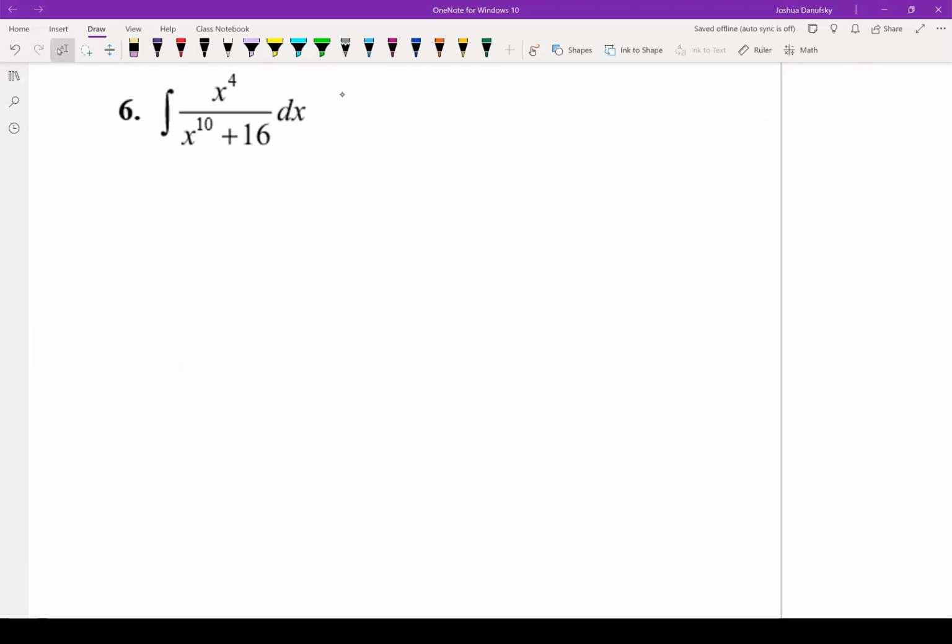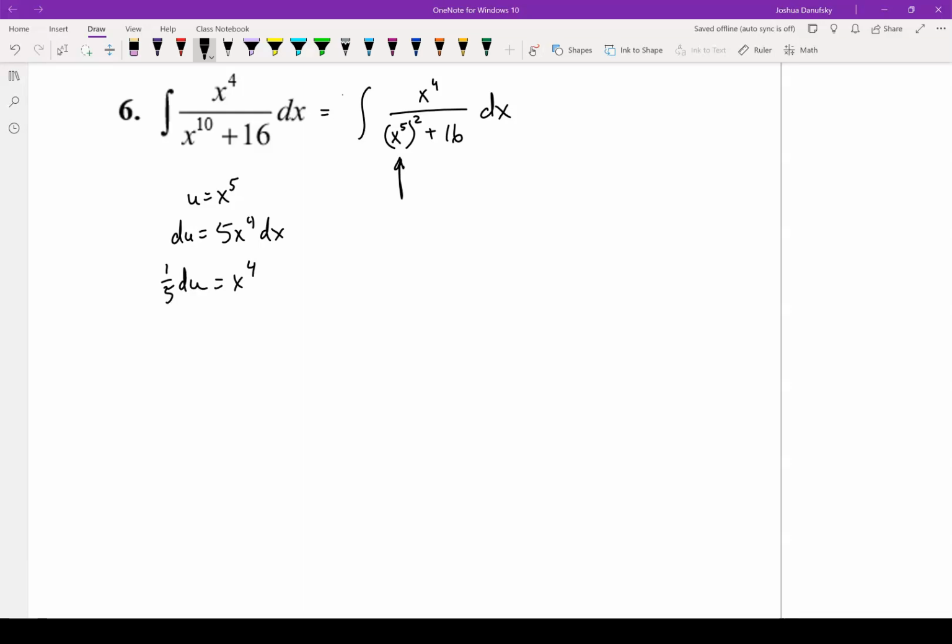Number 6, the integral of x to the 4th over x to the 10th plus 16 dx. This one might not be very obvious, but what if we rewrote it this way first? Instead of x to the 10th, we write x to the 5th squared plus 16. Now, if we let x to the 5th be u, then we notice a couple of things. First of all, we notice that du is 5x to the 4th dx, and 1/5 du is x to the 4th dx. So we've got our numerator taken care of.